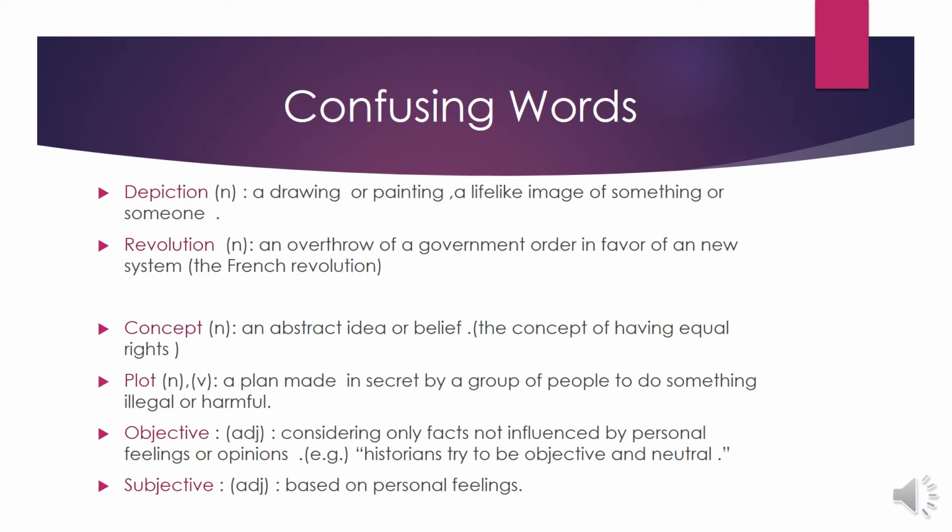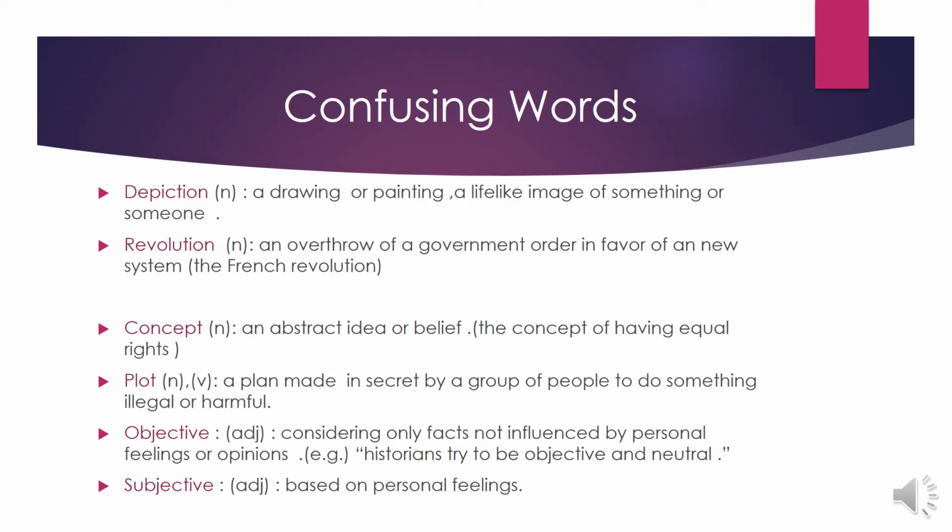We have also concepts. It's a noun. It means an abstract idea or belief, like, for example, the concept of having equal rights. We have plot. Plot could be a noun or a verb. It means a plan made in secret by a group of people to do something illegal or harmful. Like, for example, they plotted against the king to kill him, or to blow up a building, and so on.